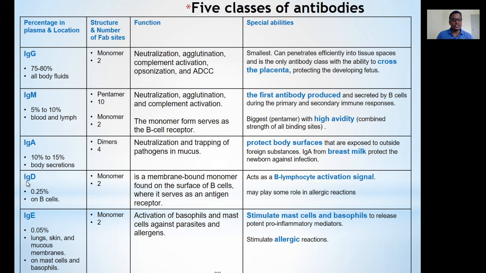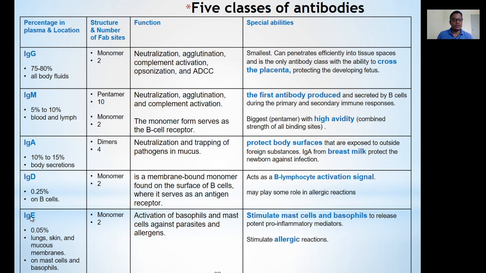Fourth, we have IgD. IgD is mostly found on the B cell surfaces. It is a membrane-bound monomer found on the surface of B cells, where it serves as an antigen receptor. IgD acts as a B lymphocyte activation signal, and it is also found to play some role in allergic reactions.